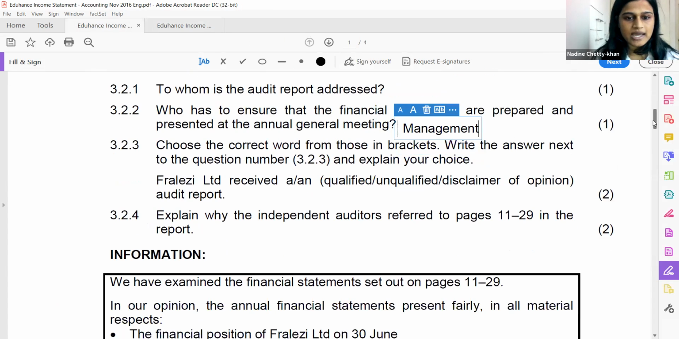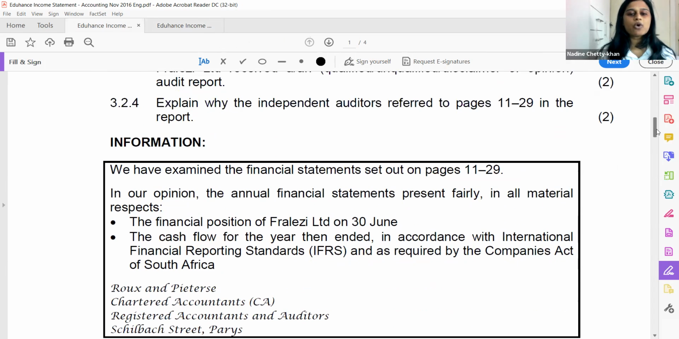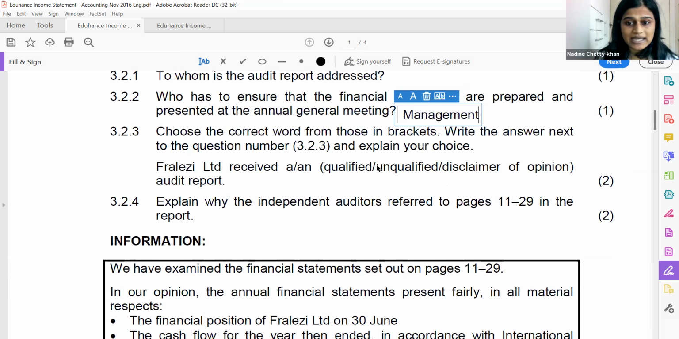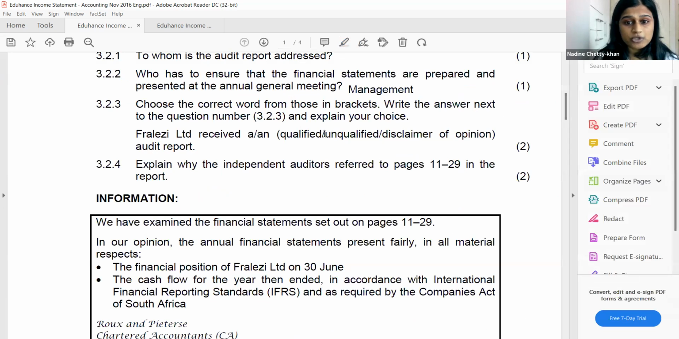So basically, what are those three terms? Well, when auditors provide their opinion on the financial statements, their opinion can be classified as qualified, unqualified, or disclaimer of opinion. Okay. Now, in this case, it is an unqualified report. So I'll explain what an unqualified report is. But for your purposes, an unqualified report is the best type of report to get from an auditor.